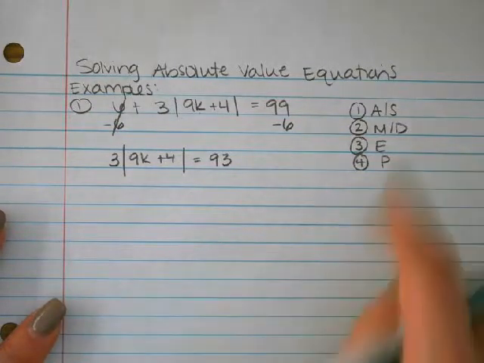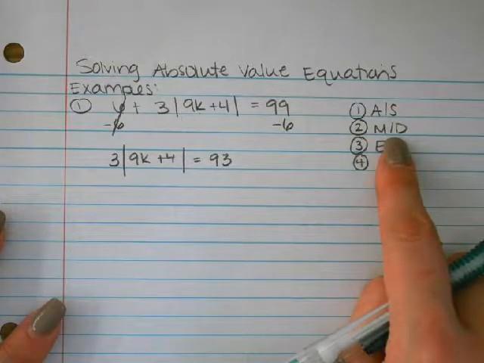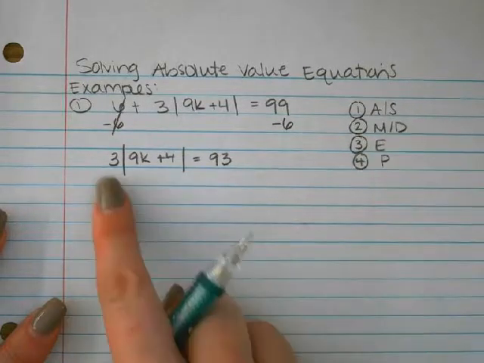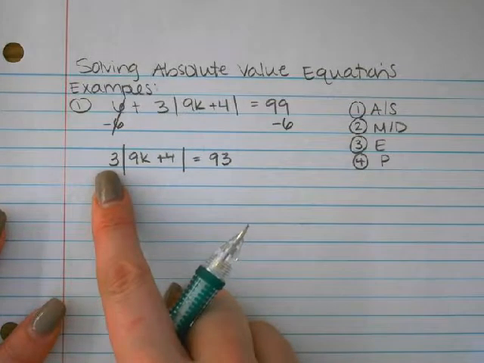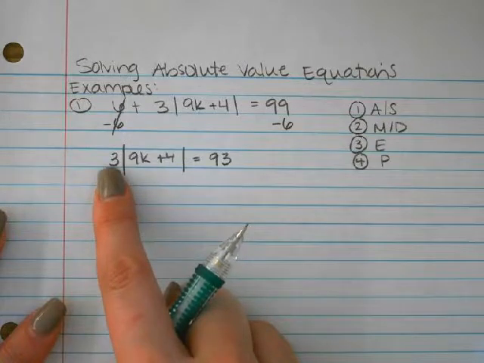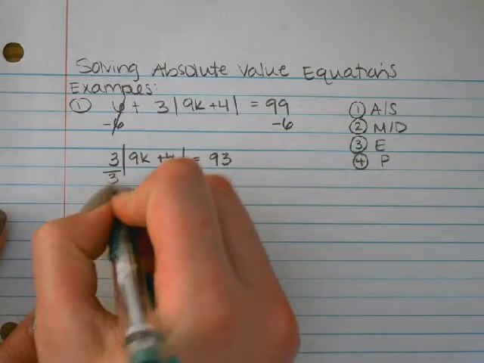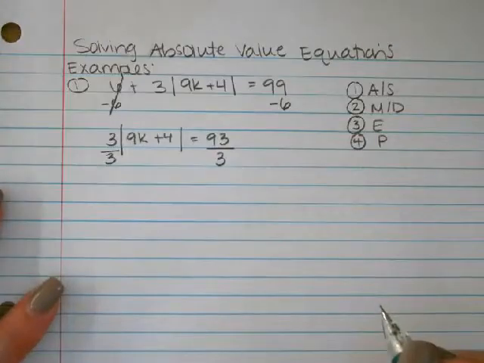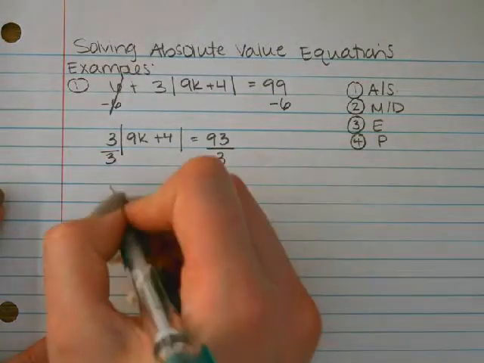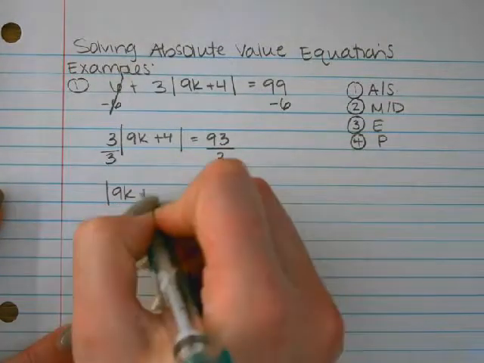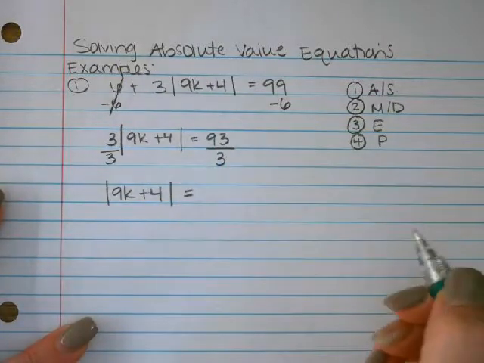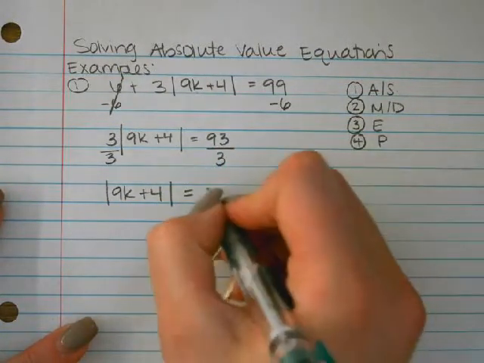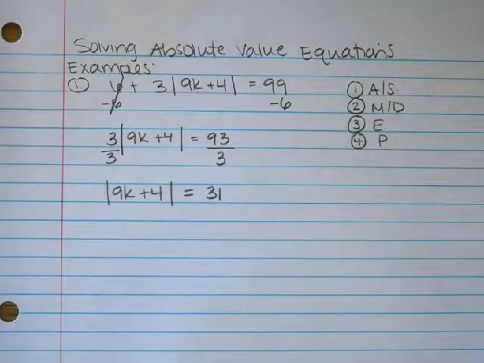Okay. Can we multiply or divide something to the other side? Yes. We got this number in front, right? So how do you get rid of it? It's currently multiplied. How do you undo that? Divide. We're going to divide by 3. That means we divide by 3 over here. So we have 9k plus 4 equals 31. Now here's the trick with absolute value equations.